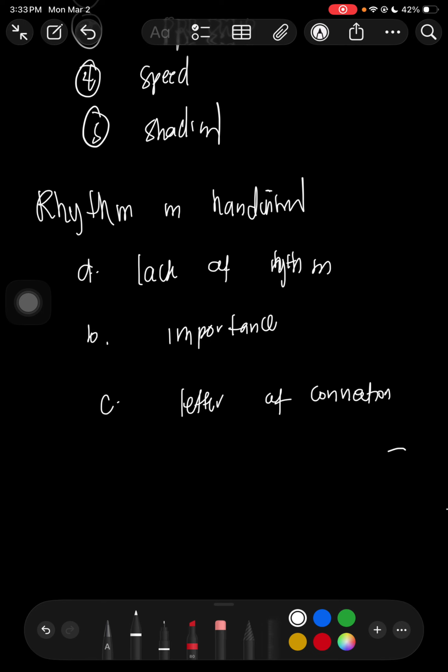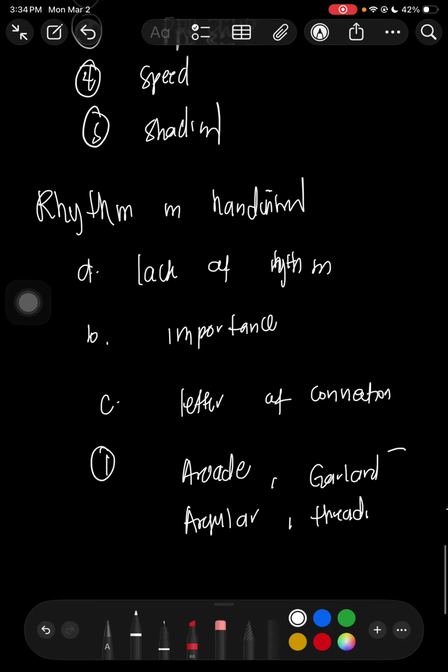What are the types of this? First, the arcade, which we have already discussed; the garland, the angular, and the thread-like. The arcade is a rounded stroke shaped like an arc. It is a slow mode of connection, resulting in controlled movements. The garland links the downward stroke to the upstroke with a flowing curve, swimming from left to right. It is an easy, effortless mode of connection.